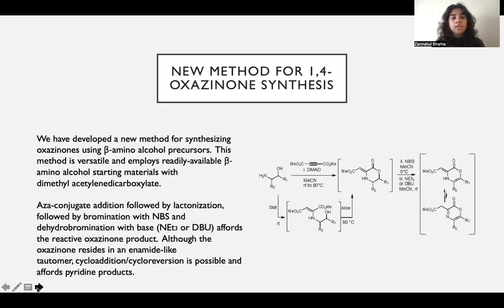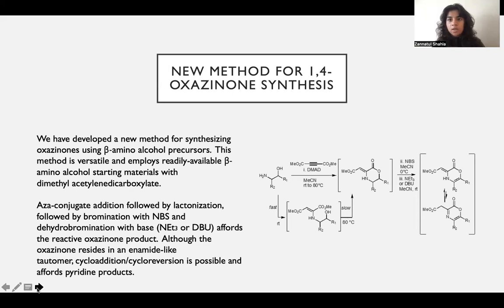The new method that we are looking at uses beta-amino alcohol precursors, which are readily available commercially, and reacting them with dimethyl acetylene dicarboxylate, or DMAD, to afford an iso-conjugate addition, which then lactonizes to give us the lactone ring that is after the DMAD arrow, which then is brominated and dehydrobrominated using base to give us the oxazenone, which then again, as shown with the equilibrium arrows, gives us the tautomer that can be reacted in cycloaddition/cycloreversion to give us the pyridine.